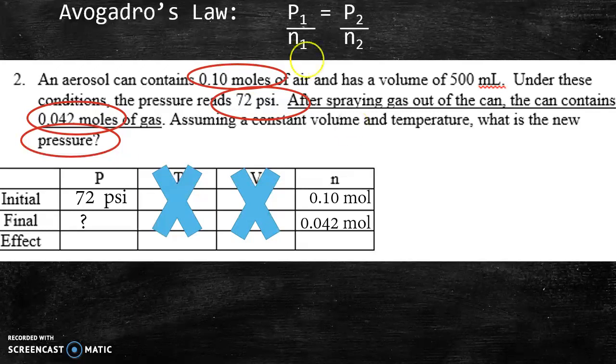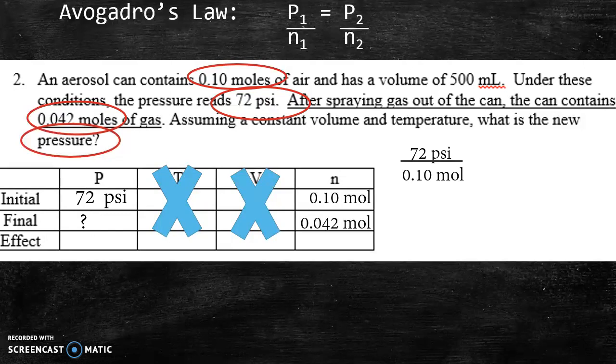And then we fill in our initial. So our initial was 0.1 moles at 72 psi. And then it says we have 0.042 mole after we sprayed the can. And we don't know the psi. So we'll plug the values into the equation.